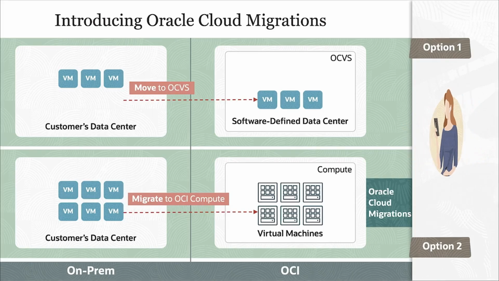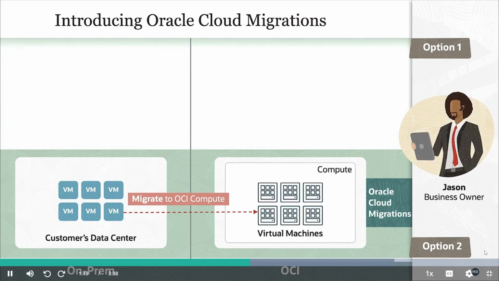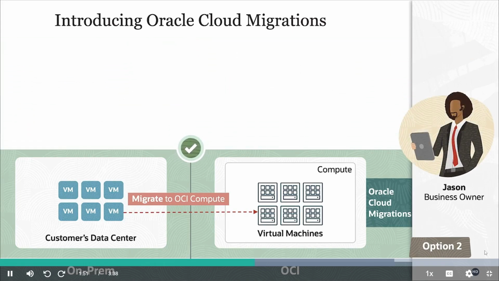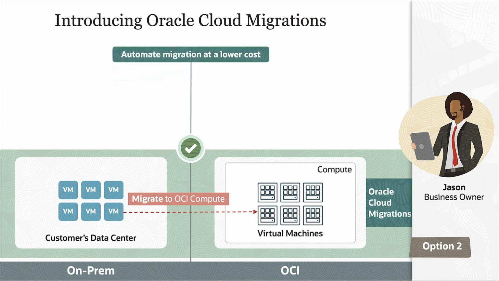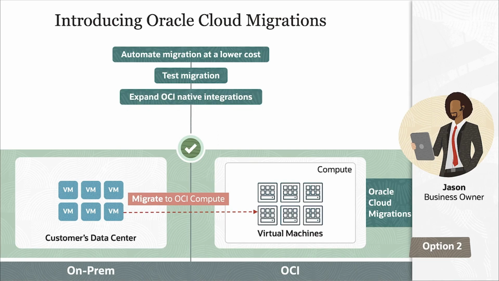So now Jason decides to choose the second option, which is using Oracle Cloud Migration Service, because there are some benefits he can achieve. He can migrate his VMs in an automated way while lowering the cost. He would be able to test out each migration. He would be able to expand integrations with all other native OCI services. And then finally, he can reduce the overhead of infrastructure management.